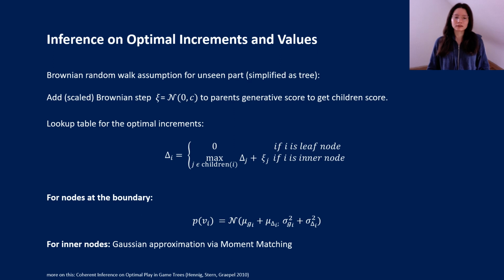Then, for nodes at the boundary, we can just add the two Gaussian beliefs together, the one we have for the generative score and the one for the delta, to get a belief for the optimal value. For the inner nodes, we again use a moment matching based Gaussian approximation. The beliefs capture our uncertainty over the optimal values that we can use in our policy to guide the search not only to nodes that promise high rewards, but also to those that we don't know much about yet.